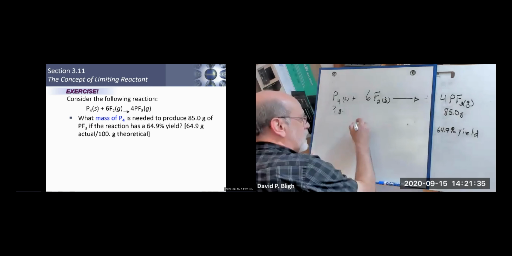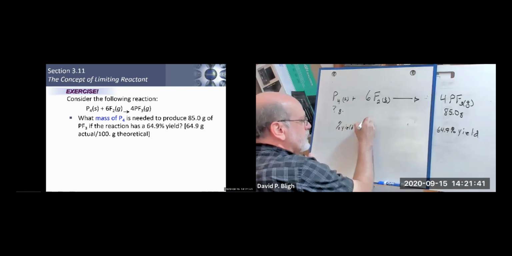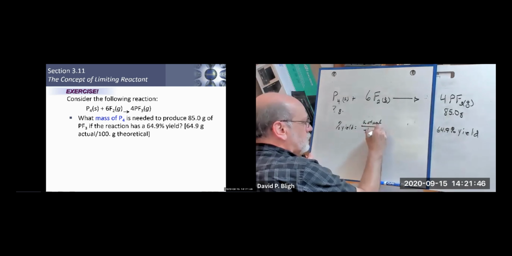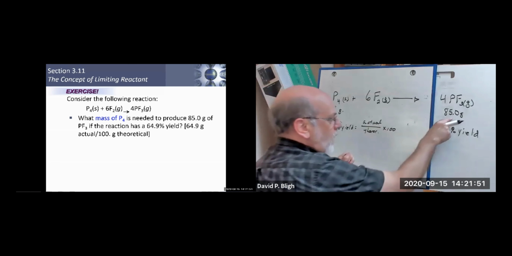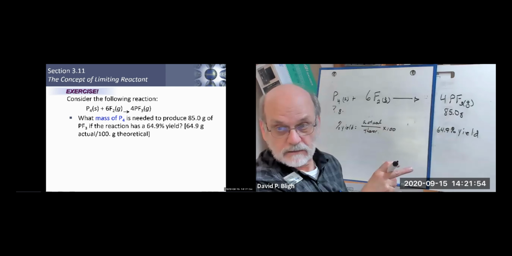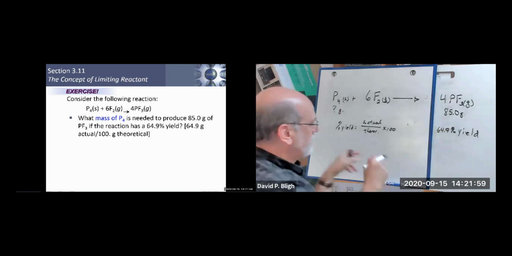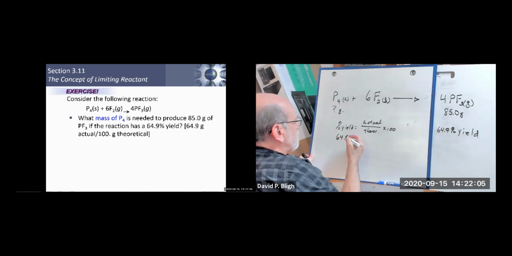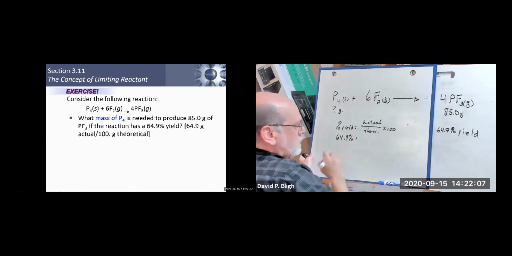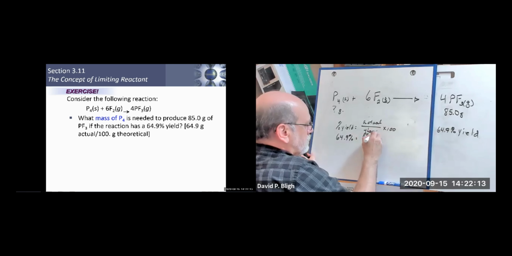So what do I mean here? Remember, percent yield is equal to actual divided by theoretical times 100. Right? So we know actual is what we want, right? How much do we have to start with to get an actual amount with that yield? So the percent yield is 64.9%. The actual we want is 85 grams.